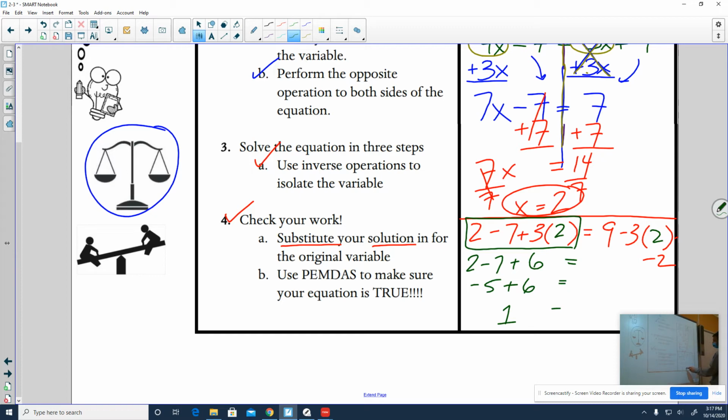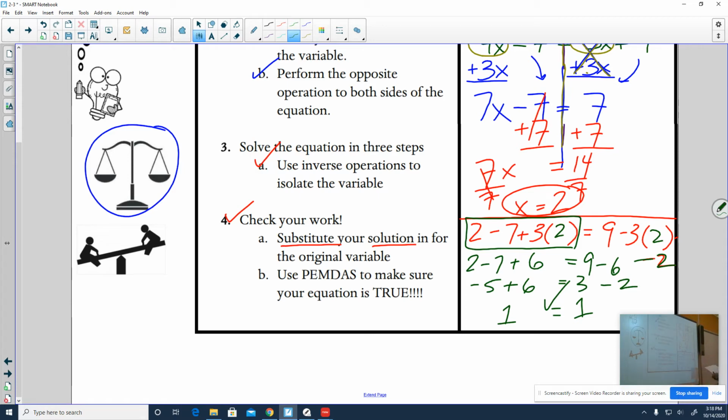Let's see if our equation's true. Let's see what we get on the right here. Multiplication first. Keep the 9 minus 3 times 2 is 6 minus 2. That's kind of ironic that that stayed there. Subtraction done from left to right. 9 minus 6 is 3. Bring down the -2. 3 minus 2 is 1. My equation's true. Therefore, my solution is x equals 2.